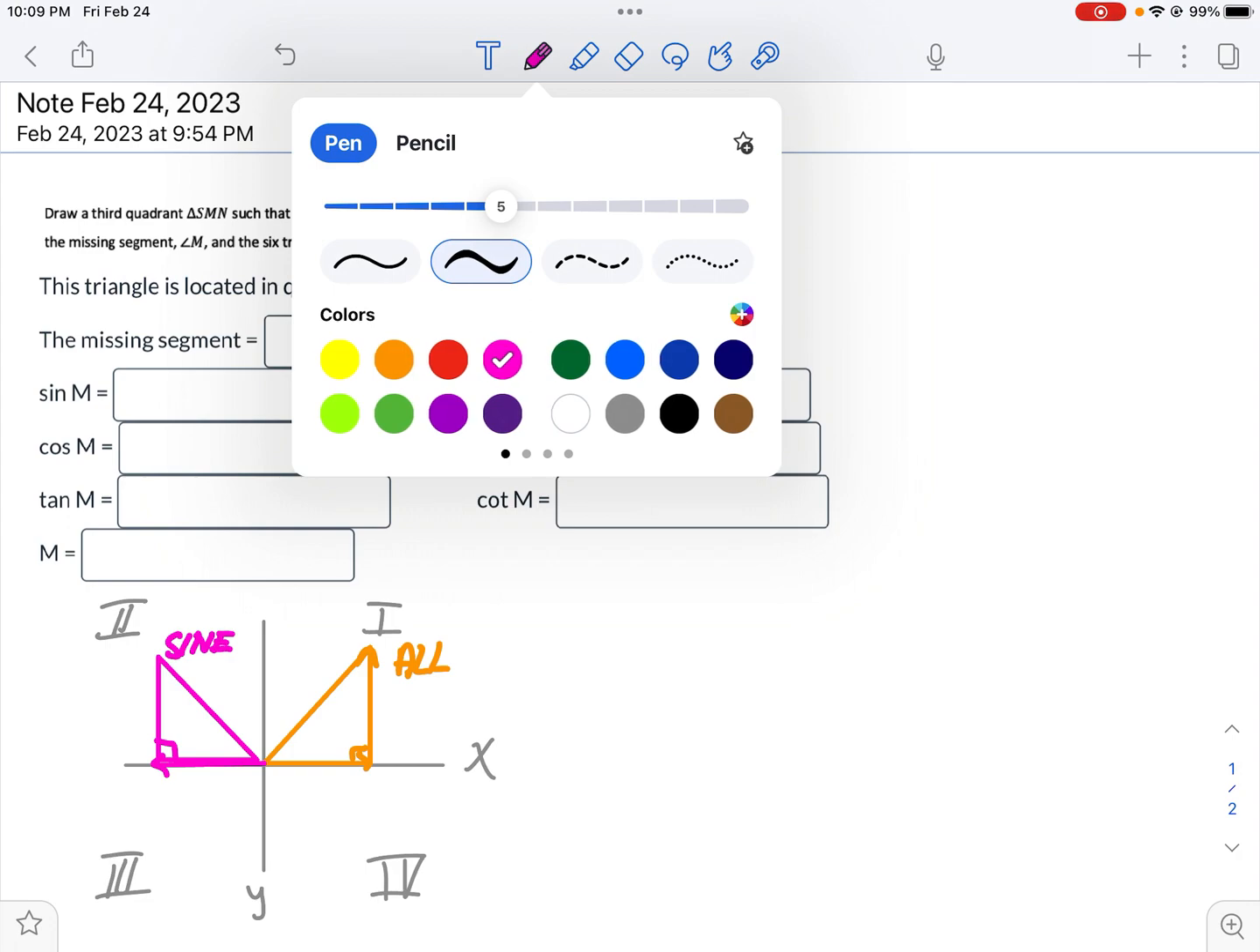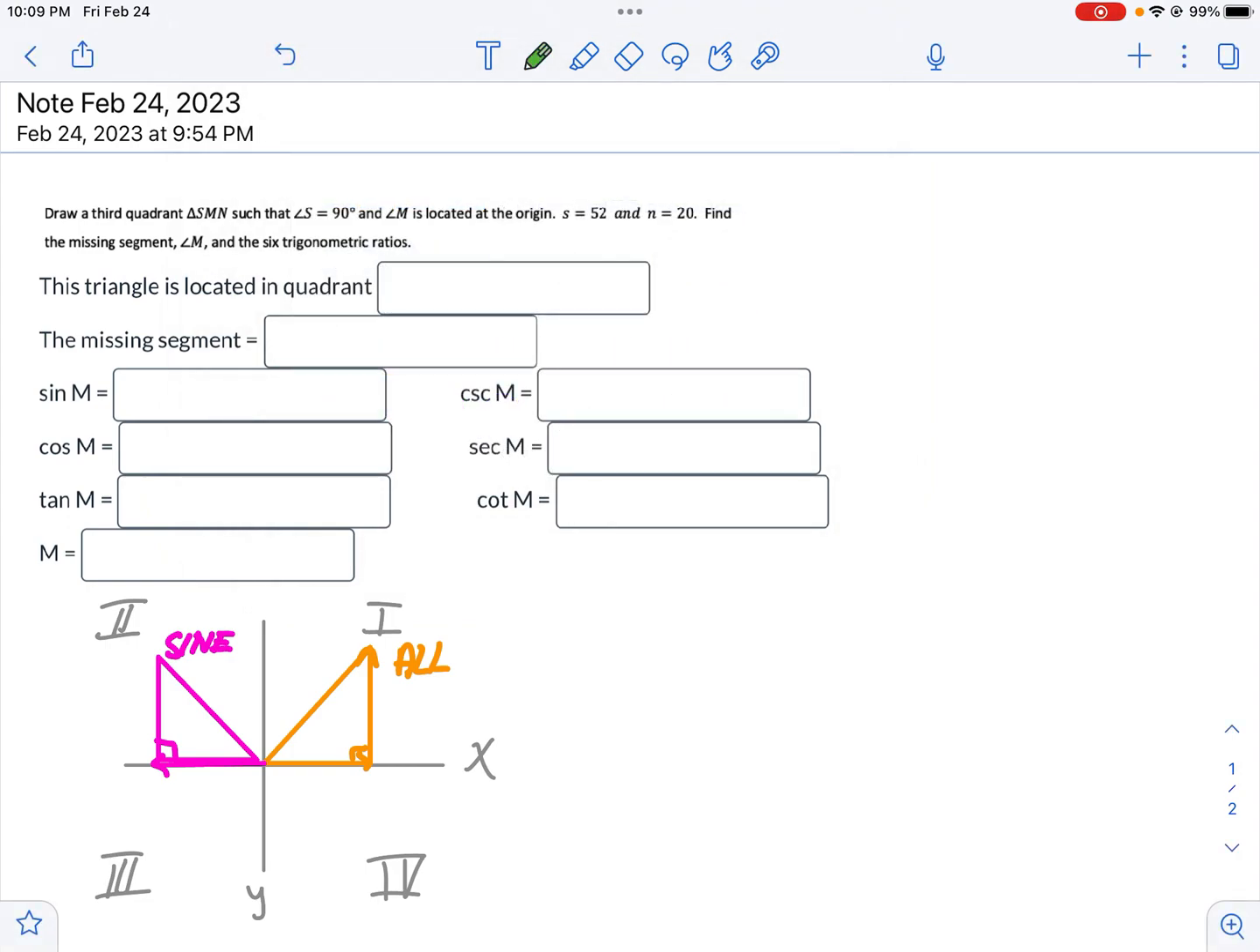If we move to the third quadrant, to get in the third quadrant, we also have to go left, but we also have to go down. So a third quadrant triangle goes left, which is negative, and also goes down, which is negative. So what is positive in quadrant 3 is tangent.